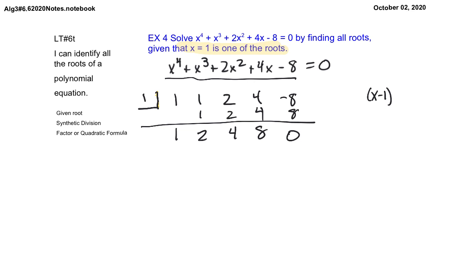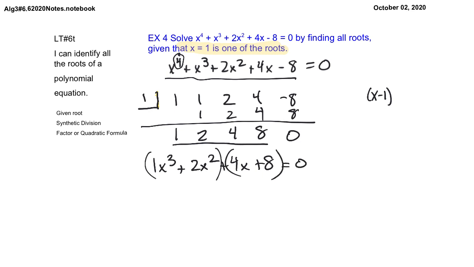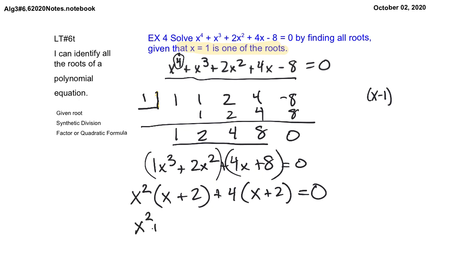Which means now the resulting numbers, because I started with a 4th power, I now am going to have a cubic that I need to solve and set equal to 0. Well, it looks to me like I can group. I can pull out an x squared, and I can pull out a 4. Awesome. Great grouping. That means I have 2 more factors that go along with my original factor that I was given.